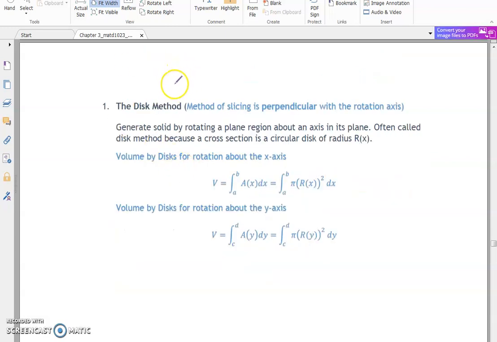Okay, before we start with example one, we need to know a bit more about this method. Previously I already showed you that in order for us to use this method, we are going to generate a solid which can be represented by a circle. So here, the question is how to obtain a circle, how to get a solid like this.